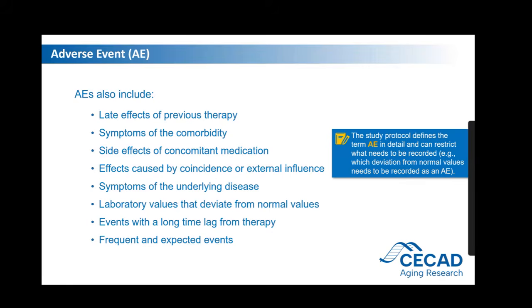And it can also restrict some specific events that do not need to be recorded. For example, deviations from normal values that are expected in the disease can be excluded from being documented. So always make sure to check what the protocol says in terms of adverse events. But except from that, always assume that whatever happens is considered an adverse event and needs to be recorded.